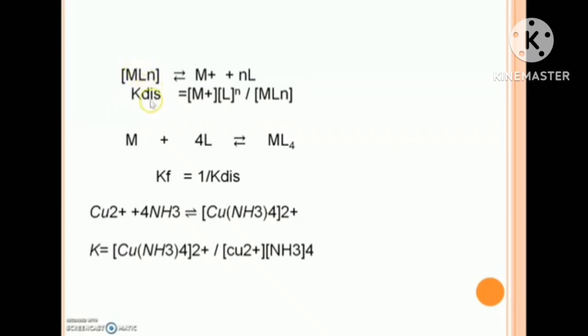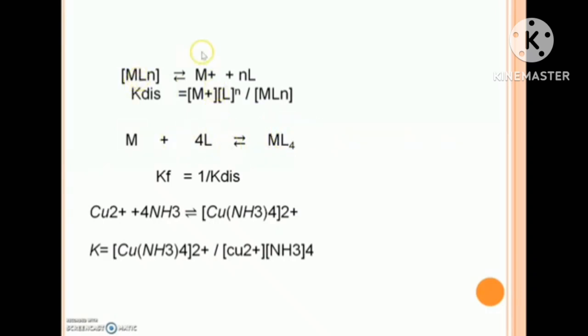Here the dissociation constant and stability are inversely proportional. If the dissociation constant increases, there is a decrease in the stability, and if the dissociation constant decreases, there will be an increase of stability. So we can represent it like this. That is, the central metal ion combines with ligands to form a complex ML4.